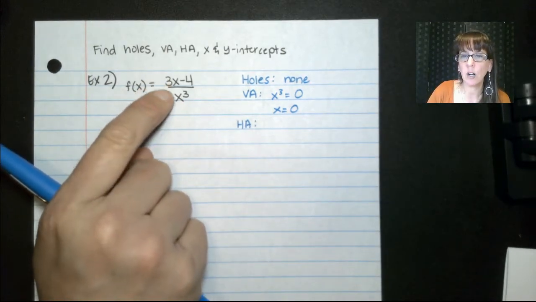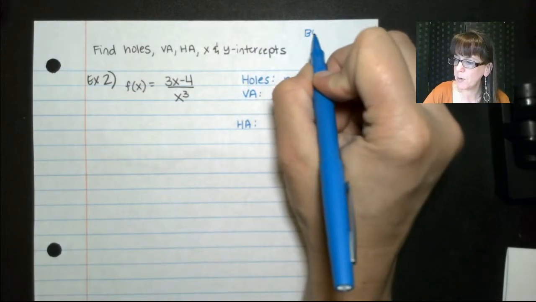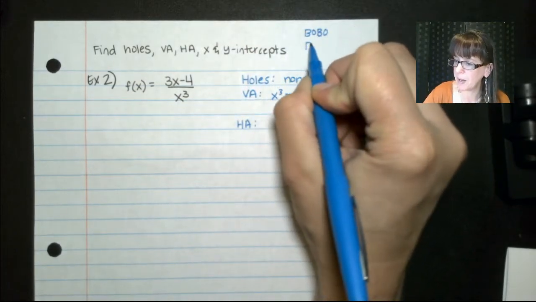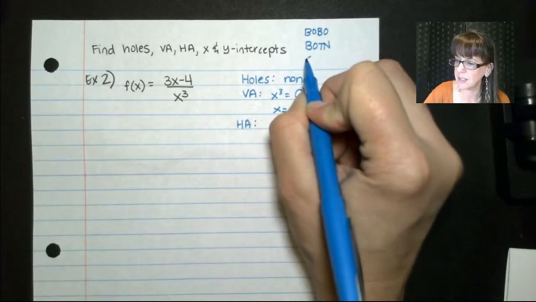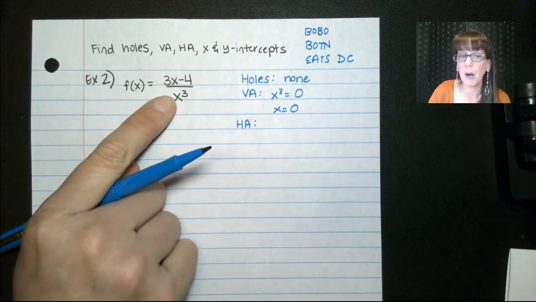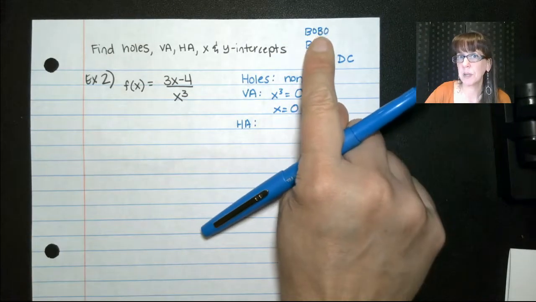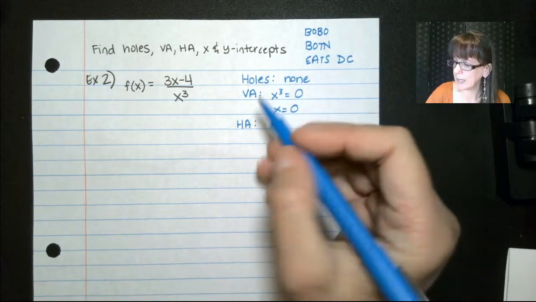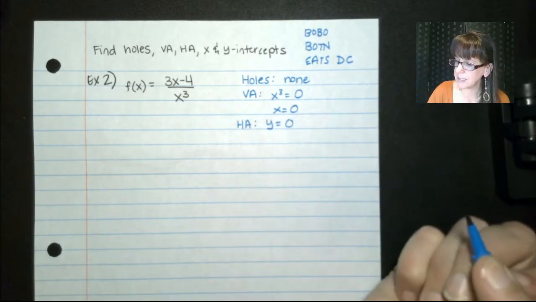Horizontal asymptotes asks us to compare those exponents of our leading coefficients. If it's bigger on bottom, remember, bottom eats top. If it's bigger on bottom, like it is in this case, y equals 0. This is our horizontal asymptote.